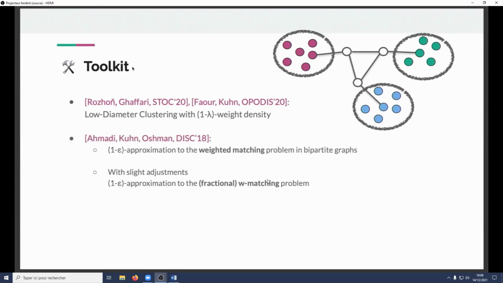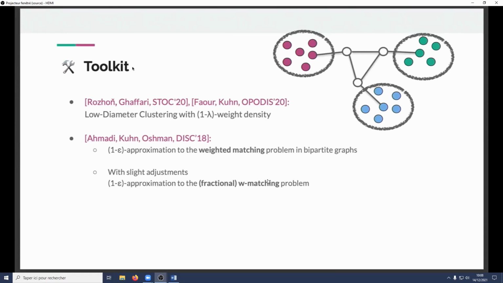And the second one is from the DISC '18 paper of Ahmadi, Khuller, and Oshman, where they provide a 1 minus epsilon approximation to the weighted matching in bipartite graphs. And this is what we need for our matching algorithm. And for our vertex cover algorithm, we use, with some slight adjustments, a 1 minus epsilon approximation to the fractional W matching problem.